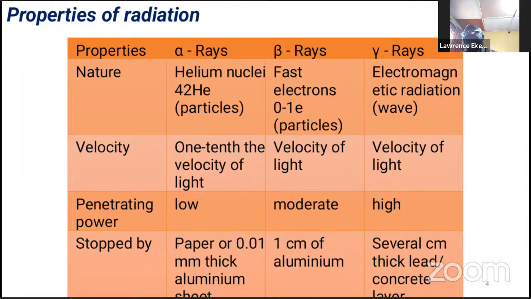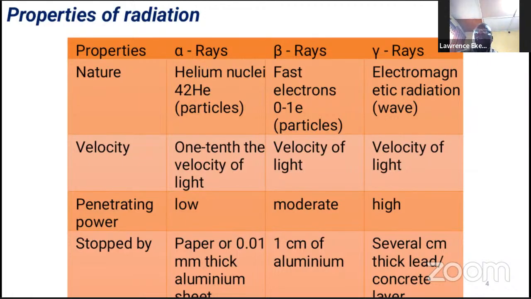Lastly, let's talk about the gamma rays. The gamma rays are high energy electromagnetic radiation. As you can see on the table, they are very high energy electromagnetic radiation. They exhibit wave properties, so they have a short wavelength, and they have very high penetrating power. They have the highest penetrating power among the three rays, the alpha rays, the beta rays, and the gamma rays. They have zero mass and zero charge. For this reason, most times they are omitted from equations. You don't see them in equations because of zero mass number, zero atomic number, zero charge.